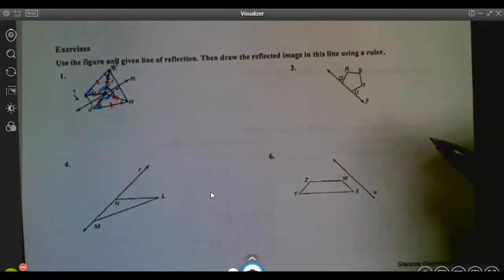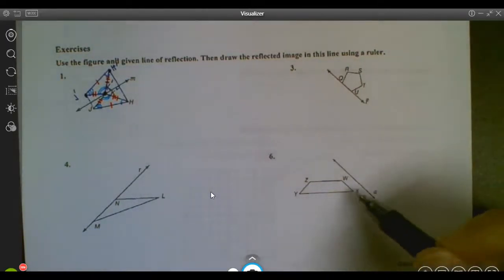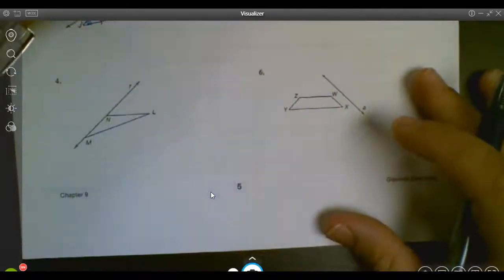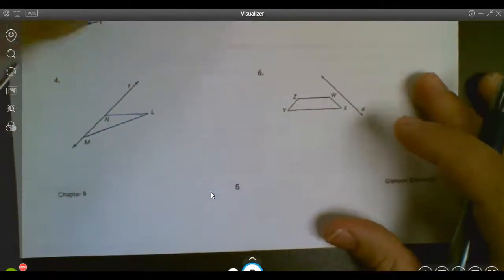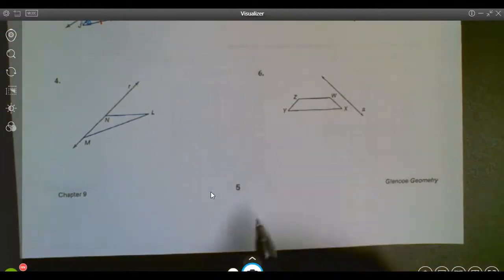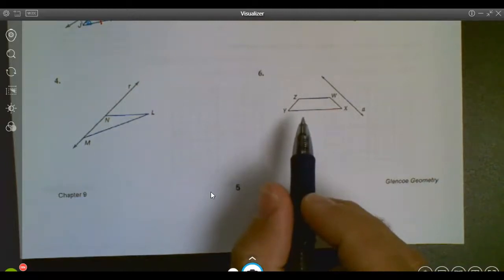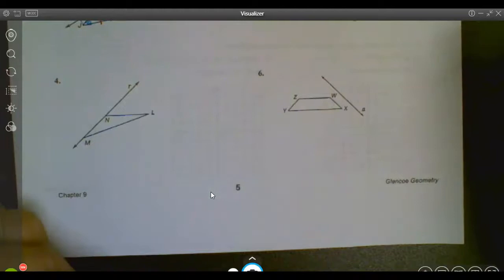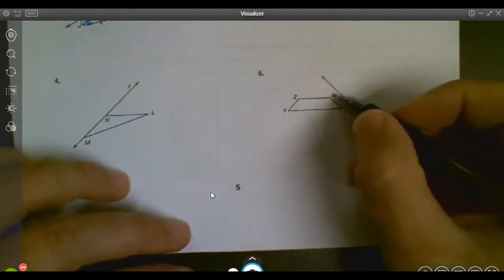Let's just practice on one more here. So let's try it on one that maybe is not touching. Let's go down to number 6 and give this one a shot. So you're always welcome to pause and try this on your own. We're seeing line A as our line of reflection. This is our pre-image. And so our goal is to draw the image. So just pick a point to start with. I'm going to start with W.